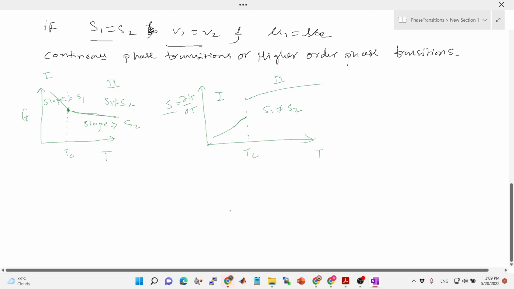So now let us look at the phase diagram. Okay? So what do you mean by phase diagram?